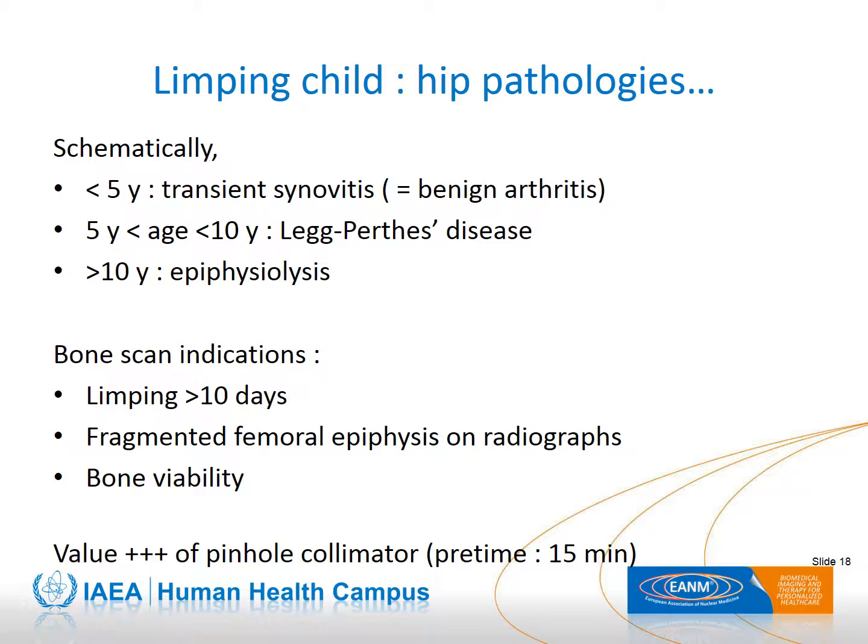Bone scanning is not done routinely in these hip disorders, and children are referred only when the diagnosis is doubtful or when bone viability needs to be assessed. The use of a pinhole collimator increases image resolution. The pre-time of 10 to 15 minutes may be an obstacle in very young children.